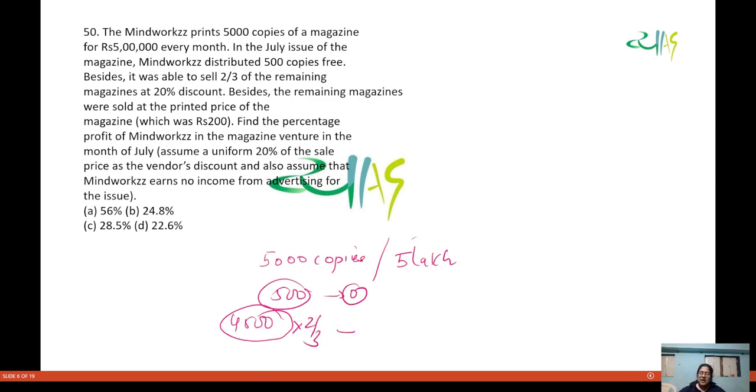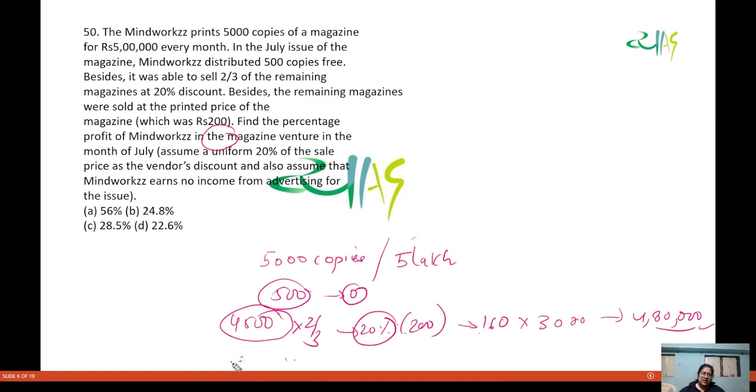Two-thirds of them are sold at a 20% discount, and the price of the magazine is 200 rupees. So 20% off 200 gives 160, and two-thirds of 4,500 is how much? This comes to 3,000 for us. So we did 160 into 3,000, and we get 4,80,000. Okay, we get this 4,80,000, and then we have what?